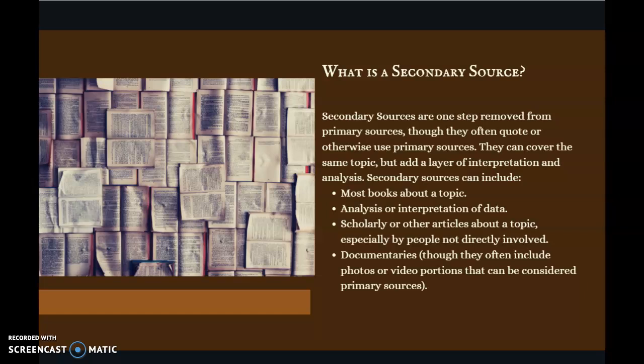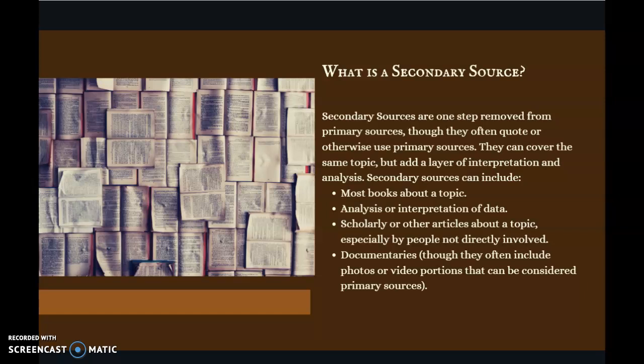Analysis or interpretations of data. I used census data in my thesis. So I interpreted the data. So therefore, parts of my thesis are used as a secondary source because I was interpreting the primary source that was the census data that I used to break down statistical values of the town I was researching.